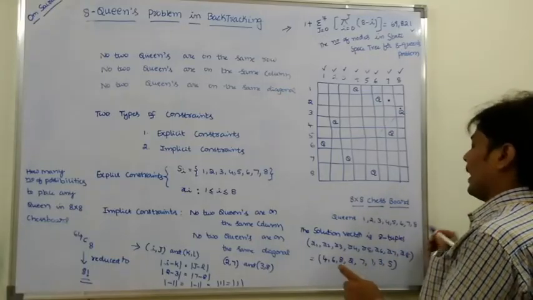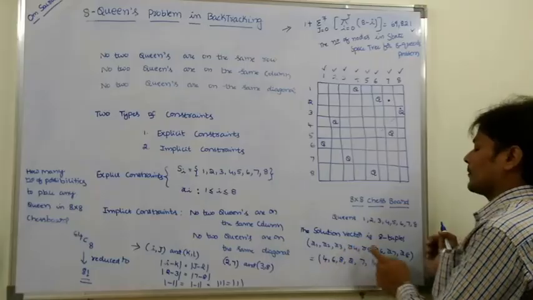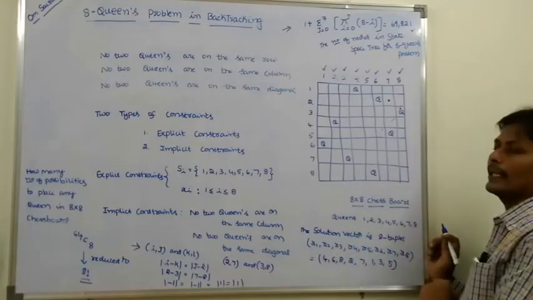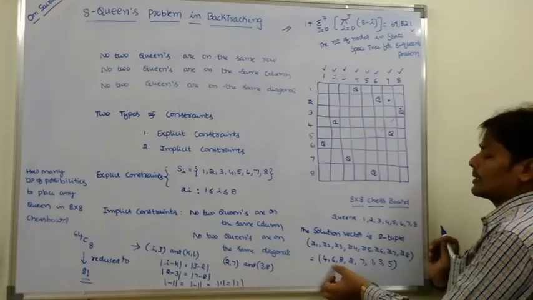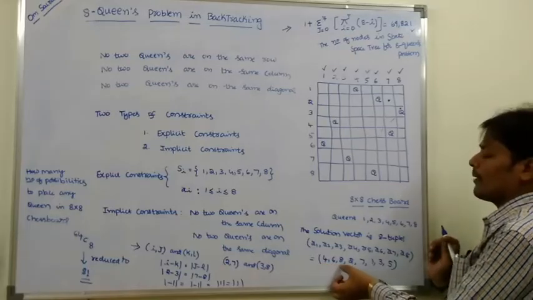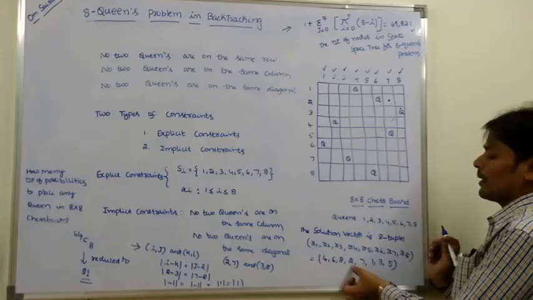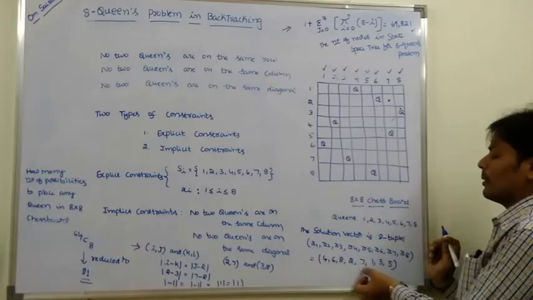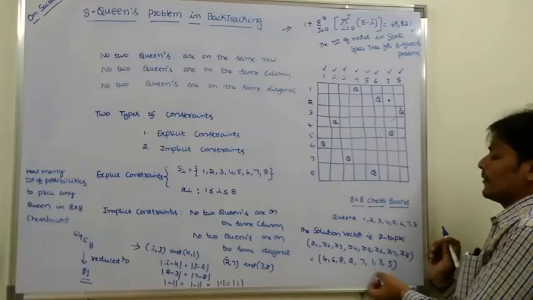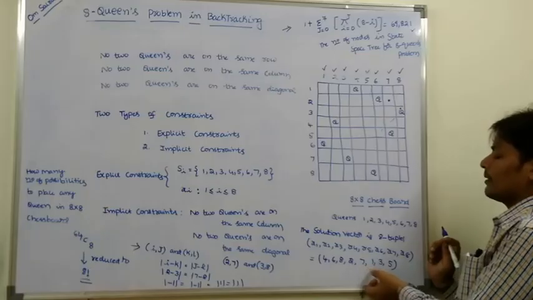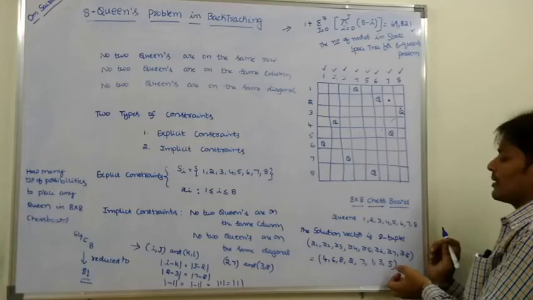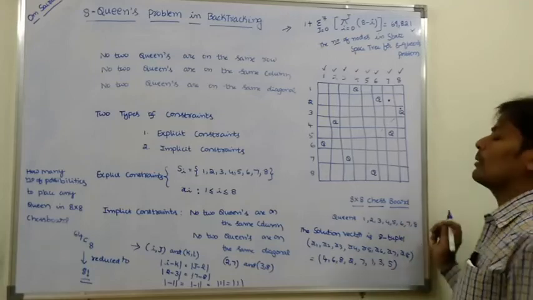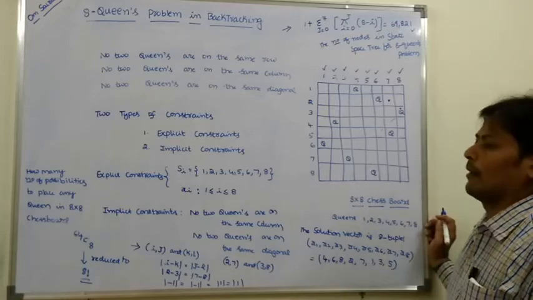Next, the final solution for the 8 queens problem is represented by 8 tuples, that is x1, x2, x3, x4, x5, x6, x7, x8. So the first queen can be placed on the 4th column, the second queen on the 6th column, the third queen on the 8th column, the fourth queen on the 2nd column, the fifth queen on the 7th column, the sixth queen on the 1st column, the seventh queen on the 3rd column, and the eighth queen on the 5th column.